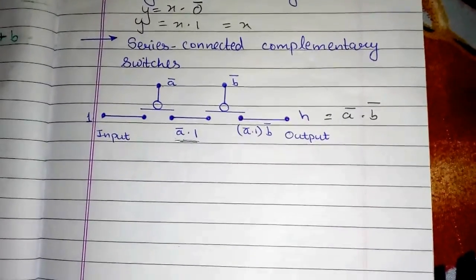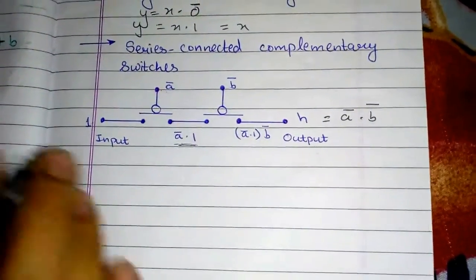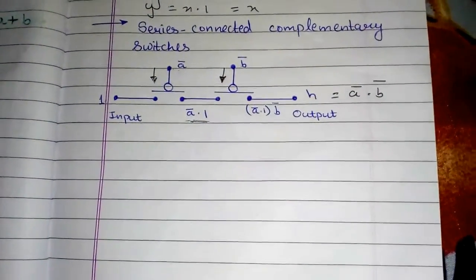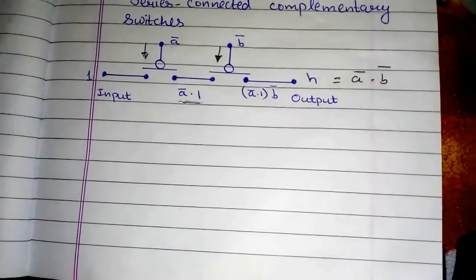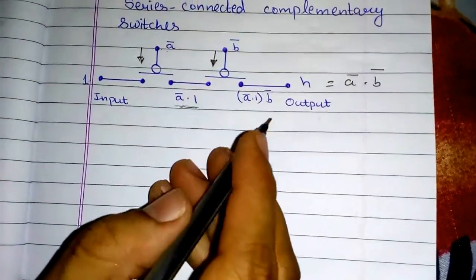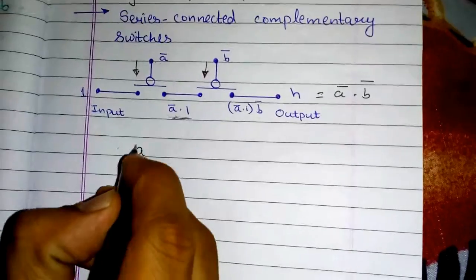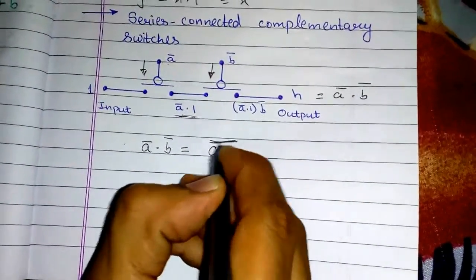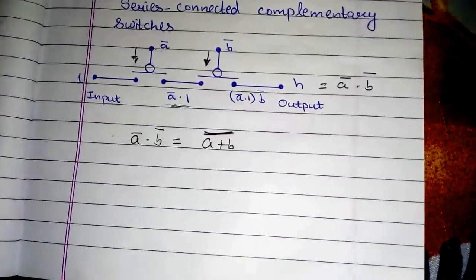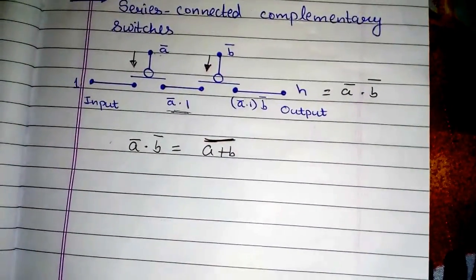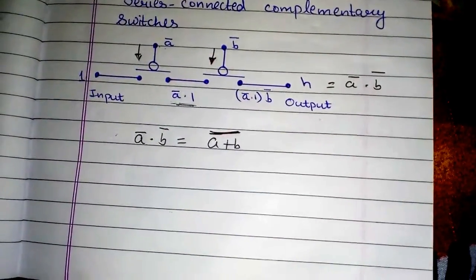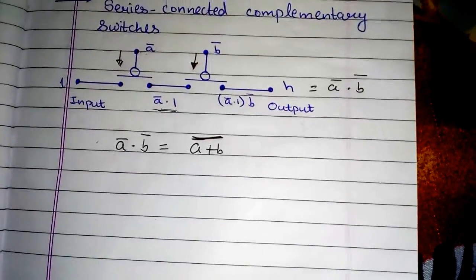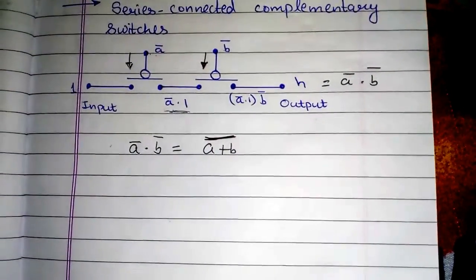Please specifically note this is A bar and not A, so these switches need to be closed for the input to travel to the output. By De Morgan's law, A bar into B bar is nothing but (A plus B) the whole bar. This is just a De Morgan's relation, and using this relation, I can say that a similar relation will be obtained for parallel connected switches.